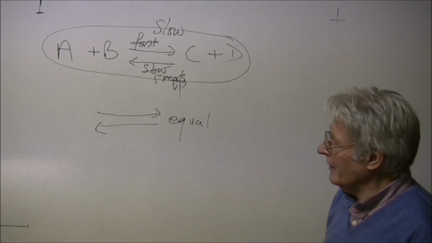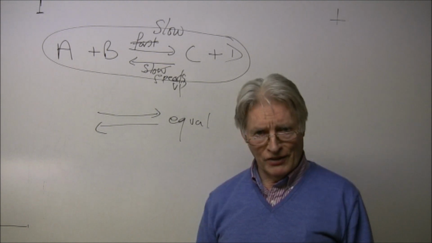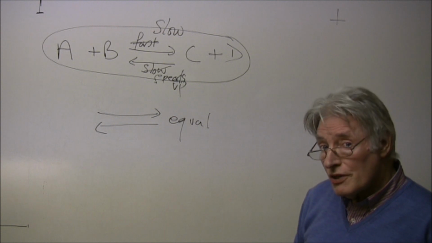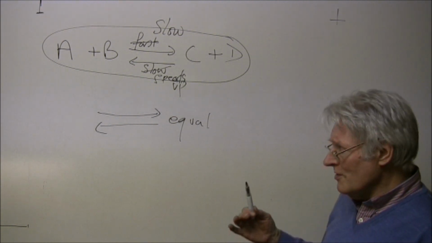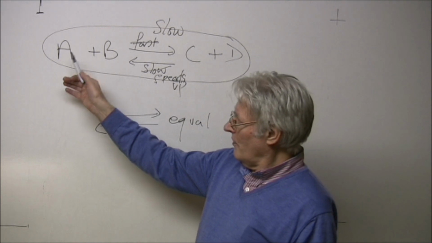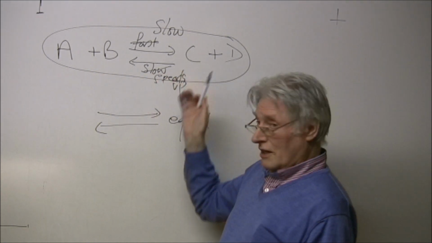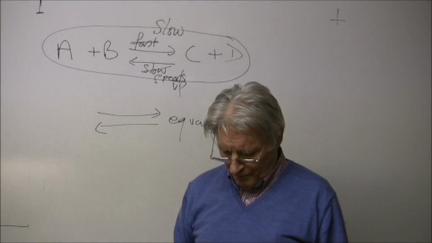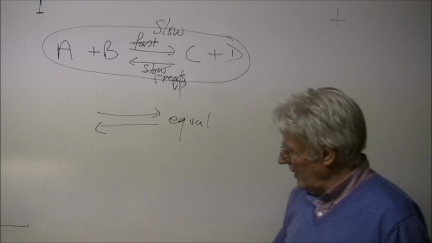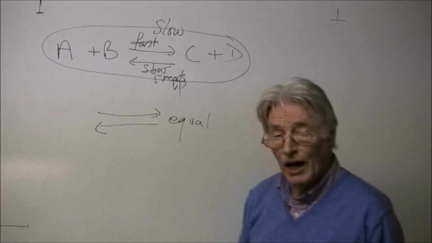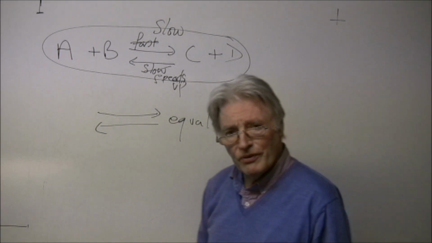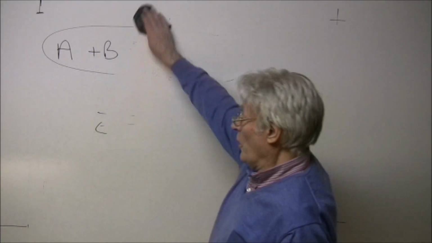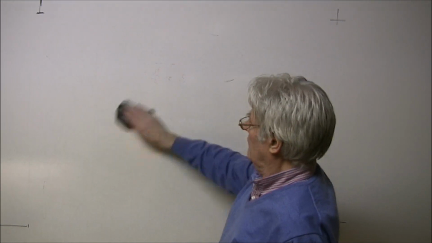Now, what we want to look at today are the factors that will affect what we call the position of equilibrium. Position of equilibrium? Well, essentially that refers to the relative amounts of A and B and C and D that are present at equilibrium under a given set of conditions. Now, to do that, we want to look at a reaction which is well known. It's called the Haber process, named after the man who first devised it.